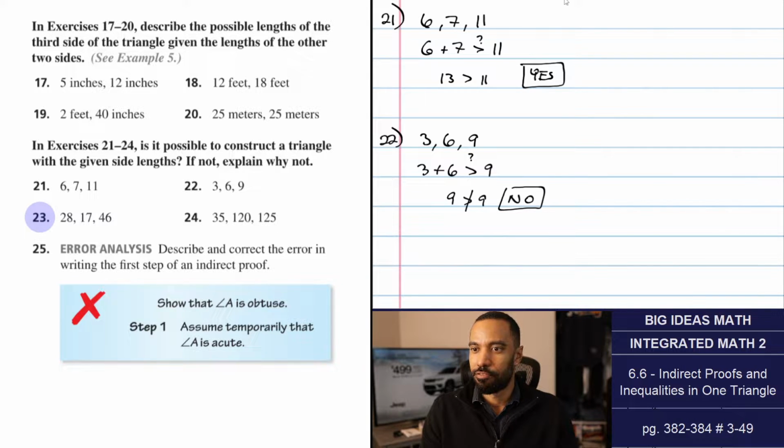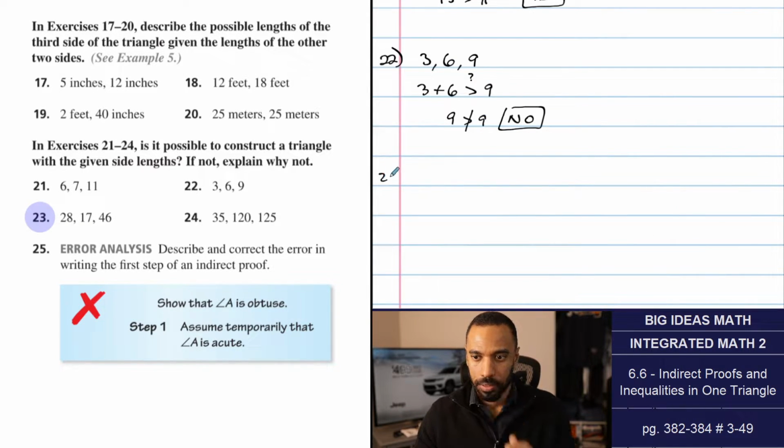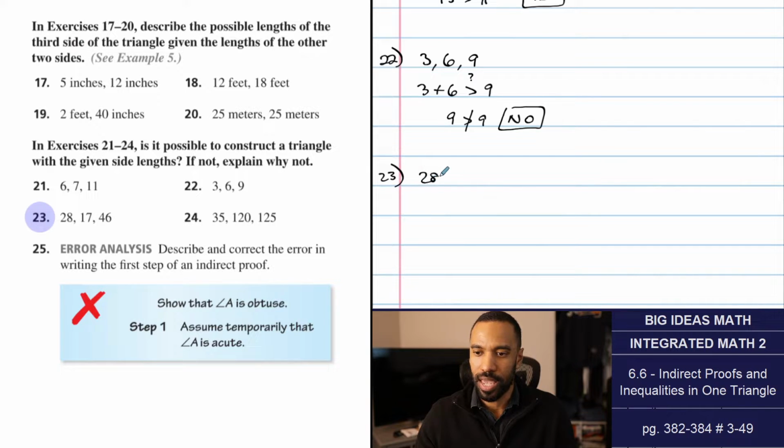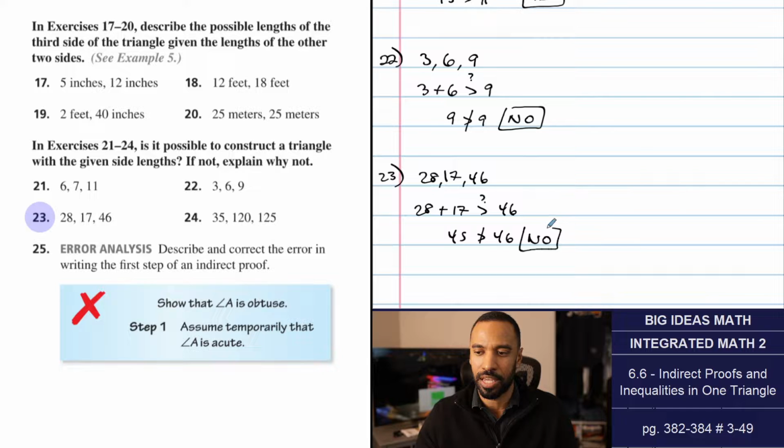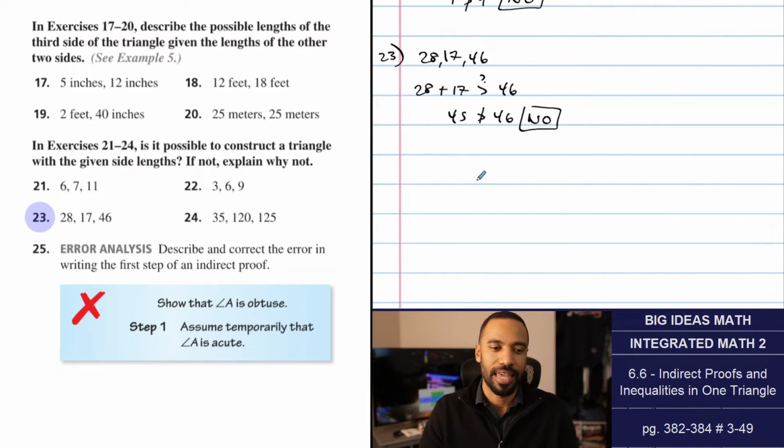28, 17, and 46. Number 23. Go with the 28 and 17. Add those two. 28 plus 17. Is it greater than 46? 28 plus 17 is 45. 45 ain't greater than 46. So a resounding no. And then lastly on number 24, we have 35, 120, and 125.